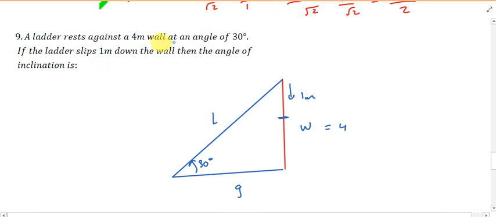So let's see, what's the new angle of inclination between the ground and the ladder? So let us work that out. Remember, the length of the ladder does not change, so your new angle of inclination is somewhere around here. Let's call that theta. That's what we want to find. Of course, that is 90 degrees.